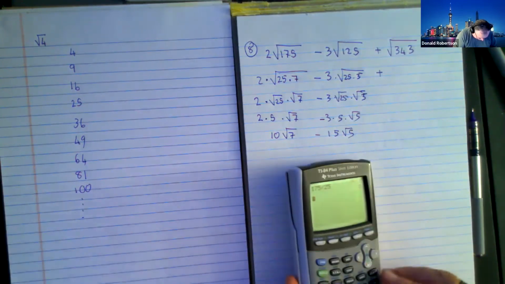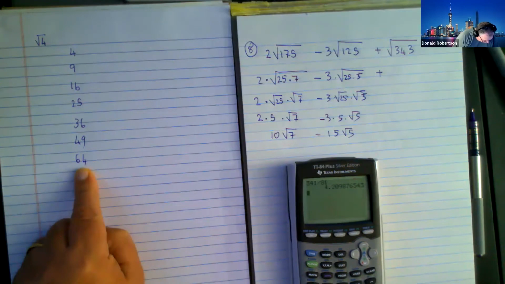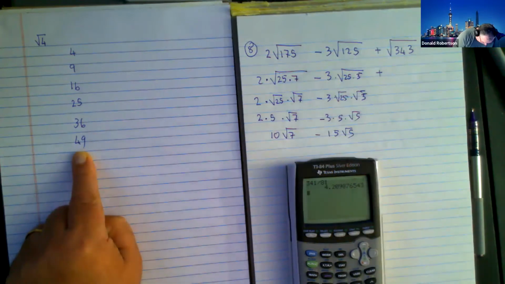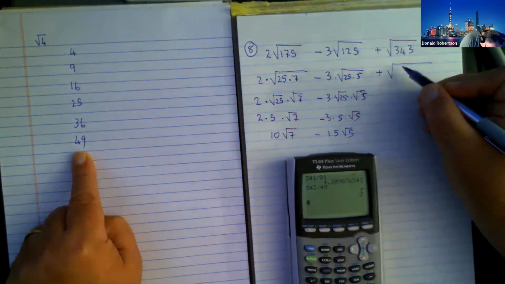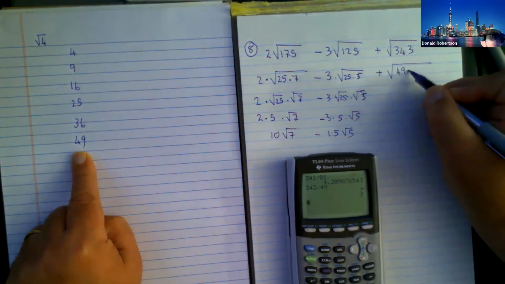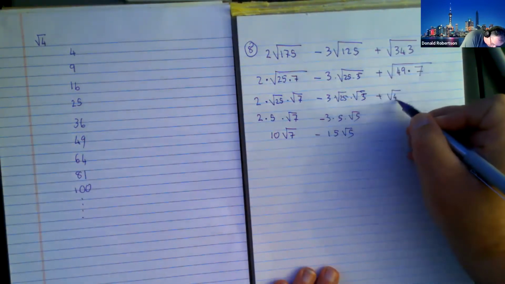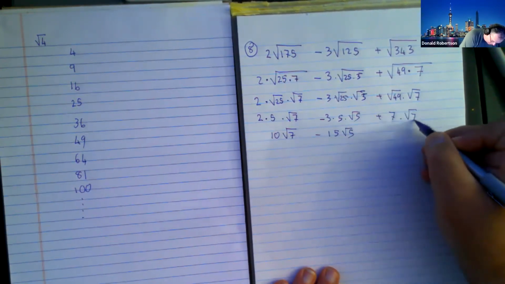And 343, that's a challenge. I'll try 81, I should say. If I divide it by 81, that doesn't work. I know it's not going to divide by 64 because it's odd and even numbers don't divide exactly into odd. So I'll try 49 then. So 343 divided by 49, and that works. So what you get here is 49 times 7. And that gets you the square root of 49 times the square root of 7. And that gets me 7 times the square root of 7.